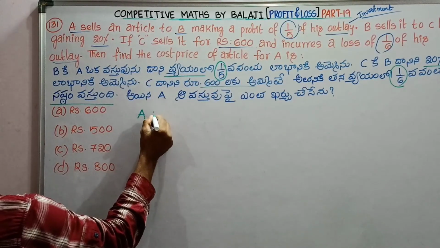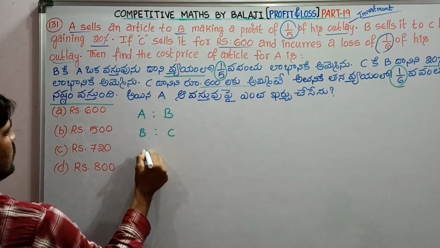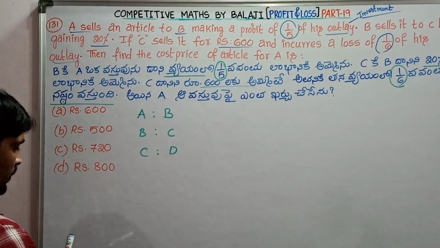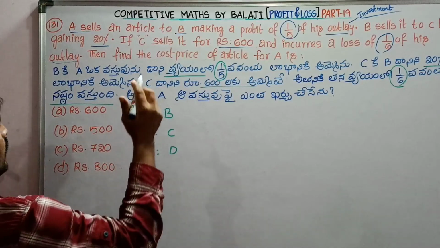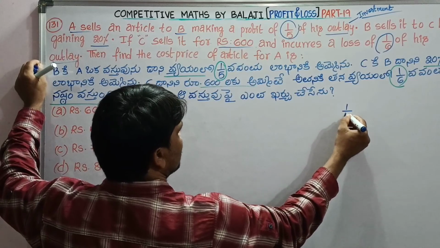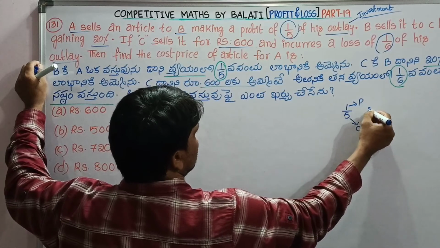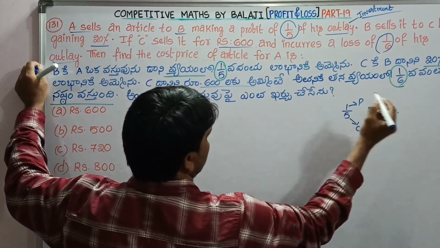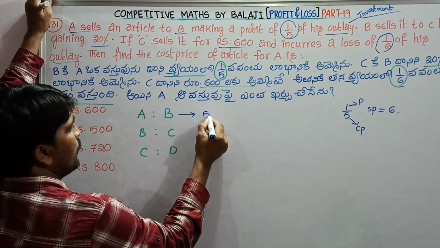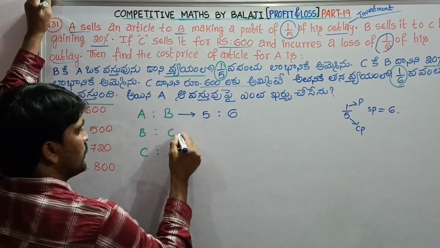So A sold the article to B, B sold it to C, C sold it to someone, let us suppose D. A sold the article to B, making a profit of 1/5 of his outlay. 1/5 is nothing but, if 5 units are its cost price, then 1 unit is profit, and the selling price of A is here 6 units. So the cost price of the article for A is 5 units and the cost price of the article for B is 6 units.